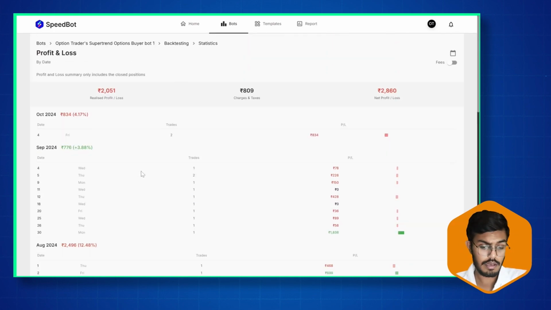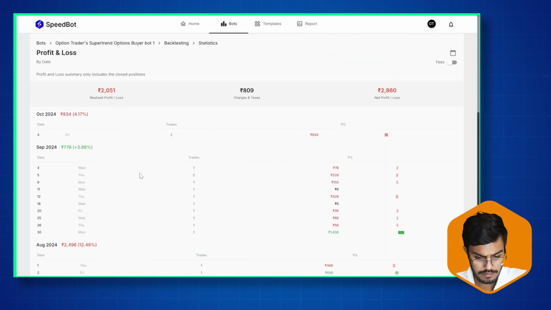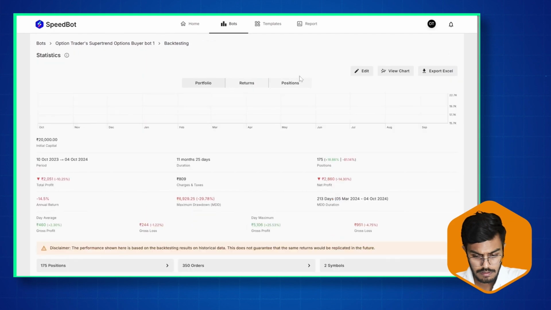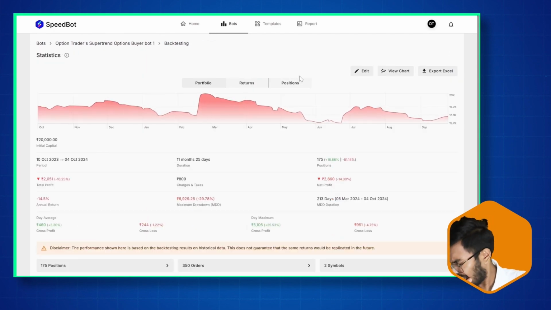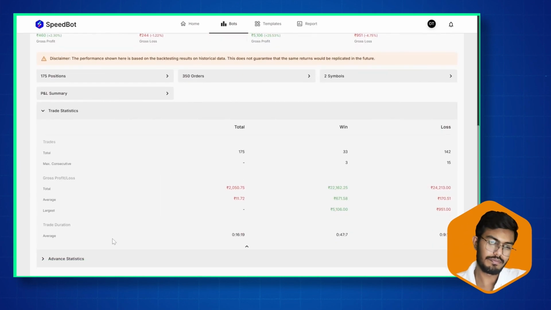So it will make me analyze how good or how bad my strategy has been performing on month basis or day on day basis. All right, like this. Apart from that, the trade statistics, I mean, these are some of the statistics of how good or how bad my strategy has been performing.